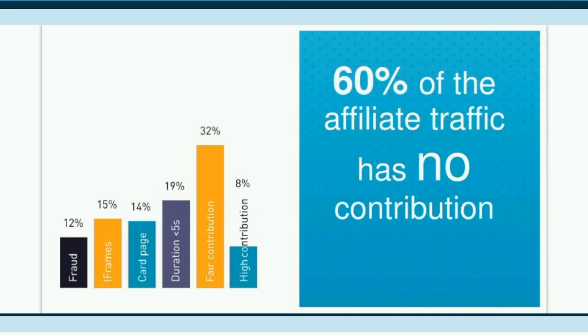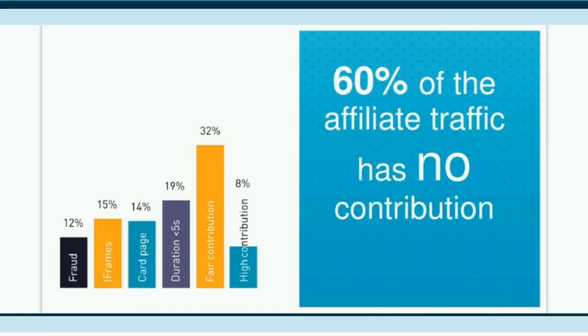As you can see in this case, this was for a period of 6 months. 12% of affiliate traffic actually was fraud. They used brand names, they were SEA, keyword bidding, etc. They used iframes. They were already on the cart page, so basically that was already business. The average duration of less than 5 seconds was 19% of the affiliates, people coming from that affiliate link, who spent less than 5 seconds on the website.